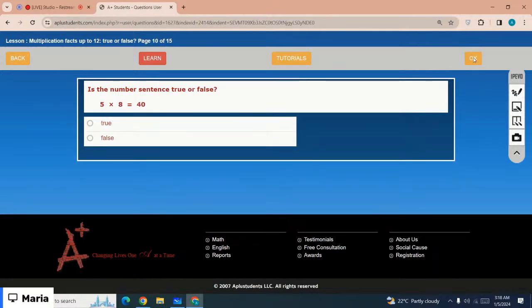Is the number sentence true or false? 5 times 8 equals 40. Is it true or false?